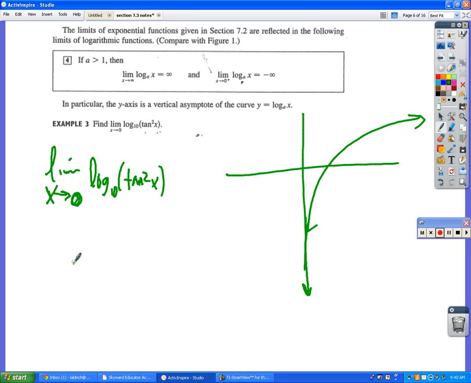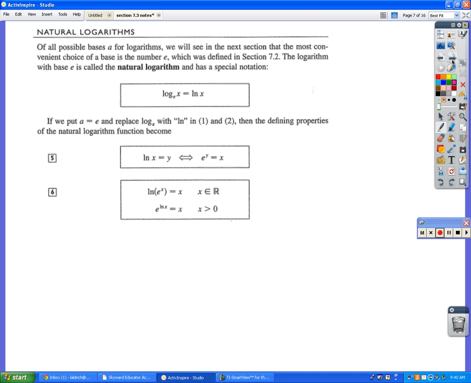All right, what happens to tangent squared as x approaches 0? As x approaches 0, well, tangent has that weird asymptote thing going on. Yeah, so that's going to approach 0, okay? And then what happens to the log as it approaches 0? It approaches negative infinity. Yeah, so it's going to be negative infinity. Isn't that what you said?